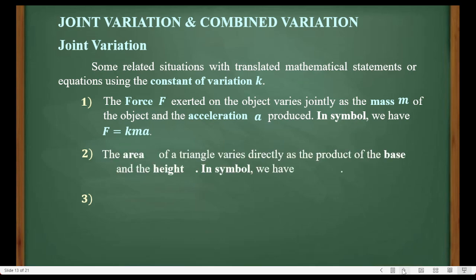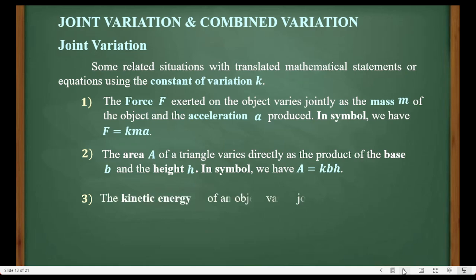Next, situation number 2, the area of a triangle varies directly as the product of the base and the height. So if we denote capital letter A as the area of the triangle, the base as small letter b, and the height as small letter h, therefore, under joint variation, the mathematical symbol is A is equal to kbh.